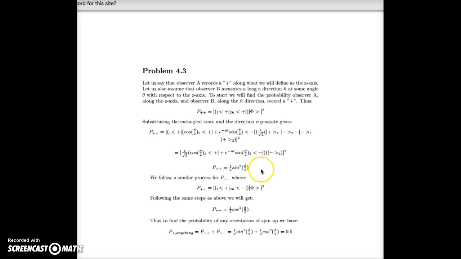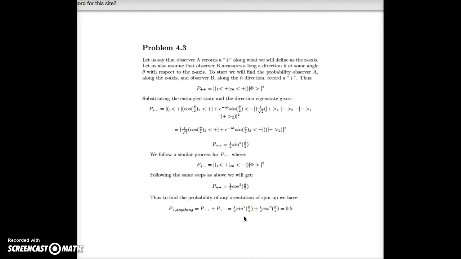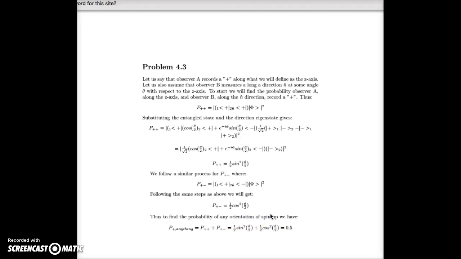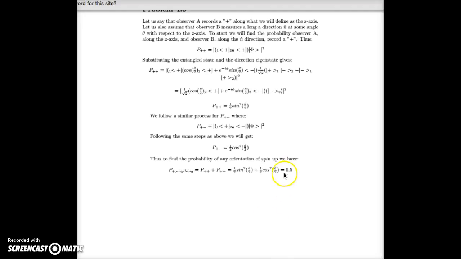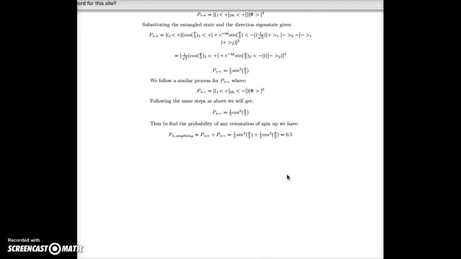Again, we follow a similar process for plus negative. Following the same steps above, we simply get 1/2 cosine squared of theta over 2. And then to find the probability of any orientation, as we are told, we can just simply add them together, which gives us 1/2 sine squared of theta over 2 plus 1/2 cosine squared of theta over 2. Which for any theta you plug in will give us 0.5, which is what we were asked to show. So we successfully did that.